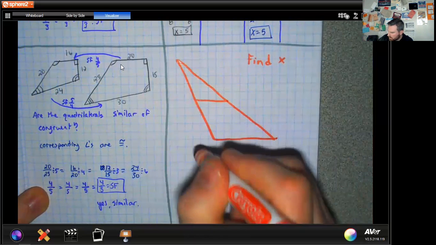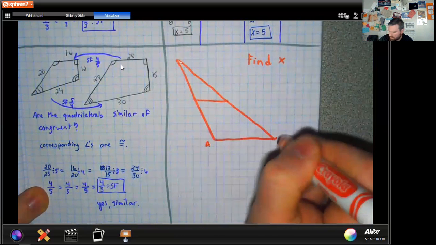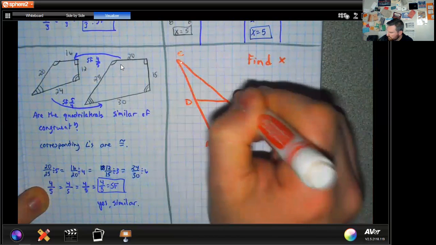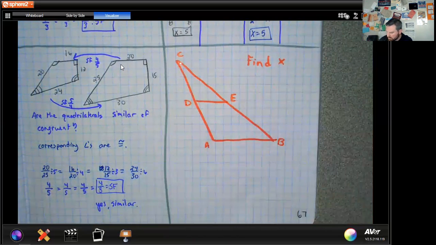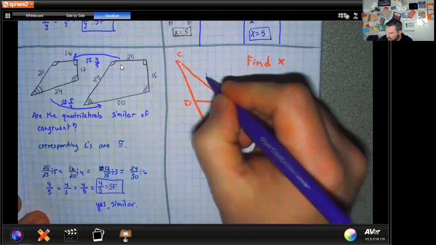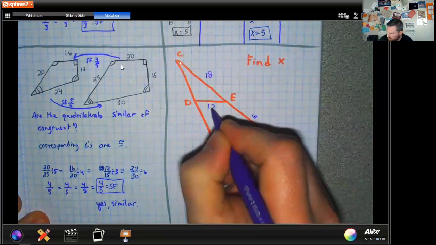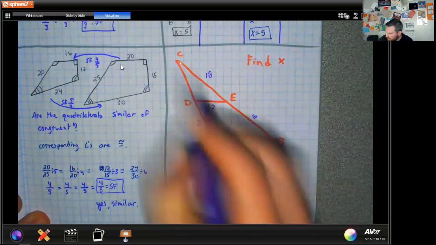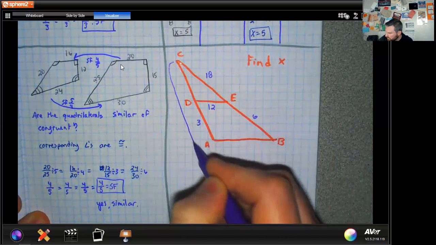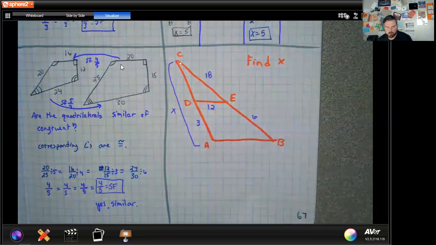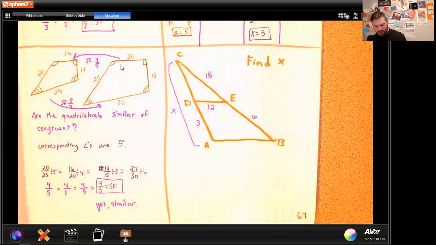Okay, so you got A, B, C, D, E. Change here for the numbers. So you got 18, 6, 12, 3, and here to here is x. Okay, so we've got two triangles here that are overlapping.